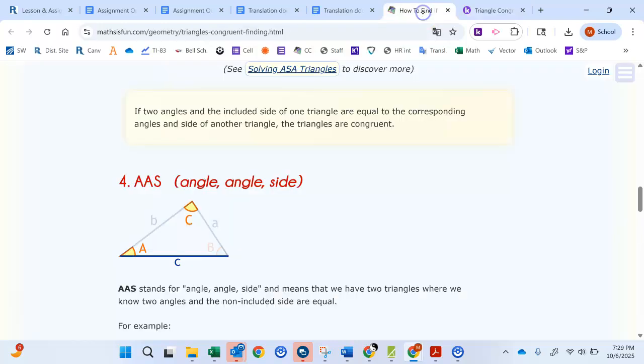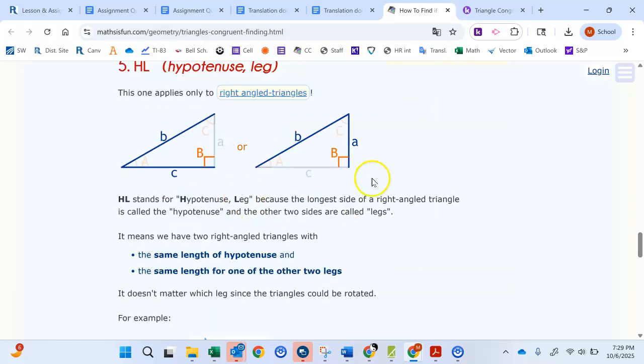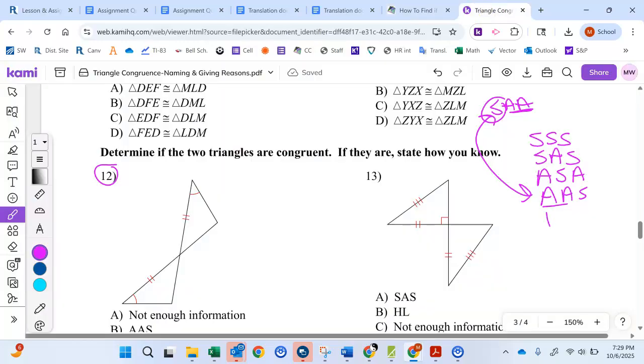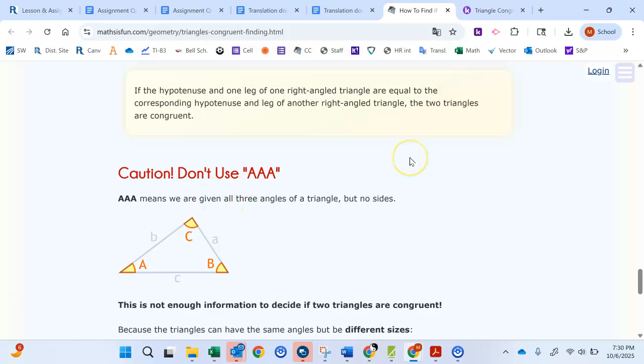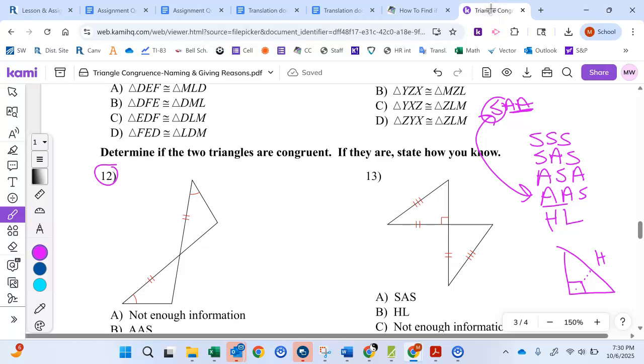Okay, so let's see. Number 5 is HL, hypotenuse and a leg. Remember, hypotenuse is going to be opposite of this, right? That's your hypotenuse. Okay? So that's what they mean by hypotenuse and leg. Are there any others? We cannot do AAA. That's a no, no, no. Okay? That is not a valid one.